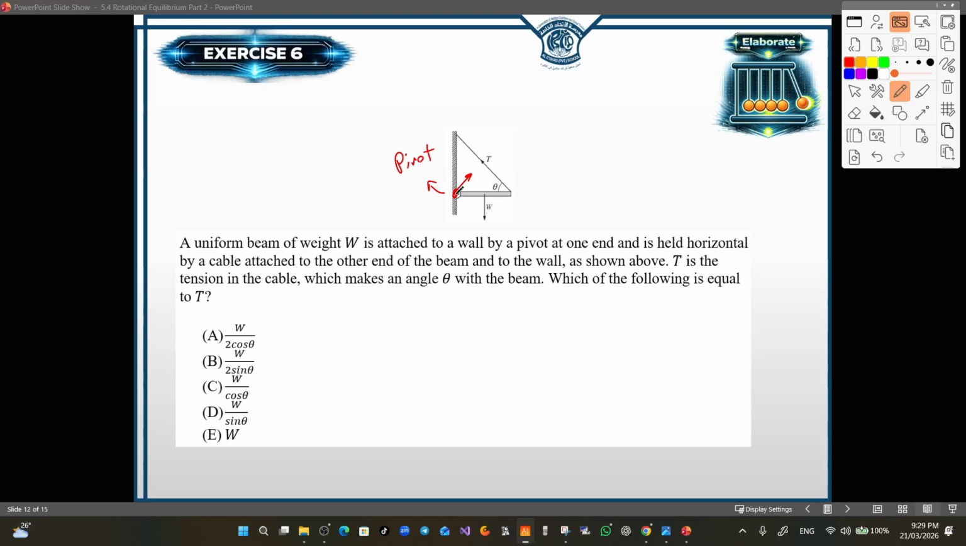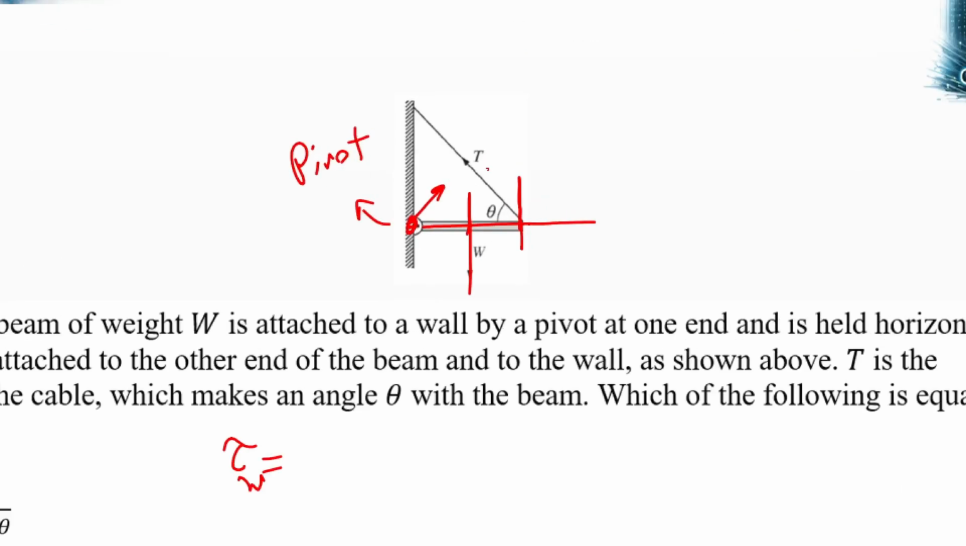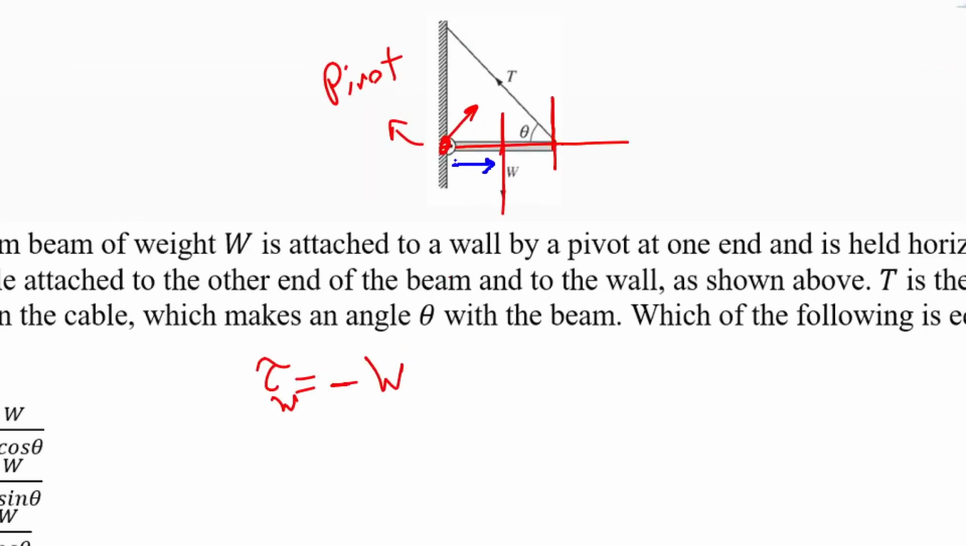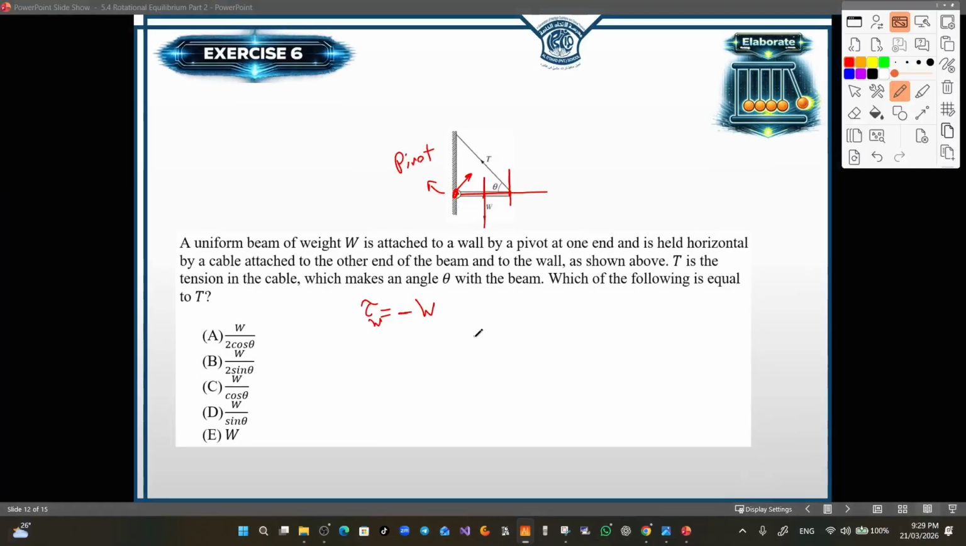So let's draw the radial reaction that passes through the pivot, and let's add the tangential direction on the point of application of each one of these forces. Now the torque of the weight equals, the rotational effect of the weight is in the clockwise direction, so we use the minus sign, multiplied by the weight, multiplied by the distance between the point of application of this force and the pivot point.